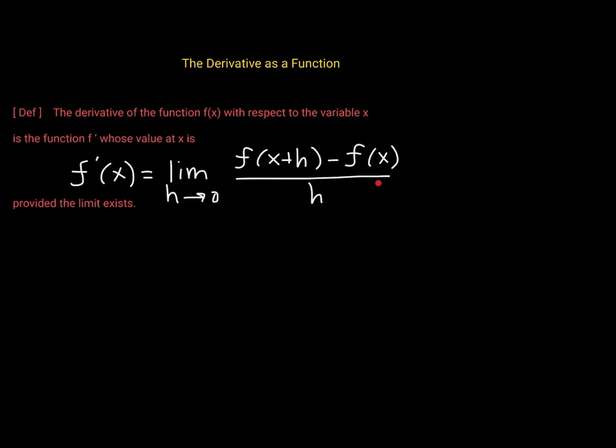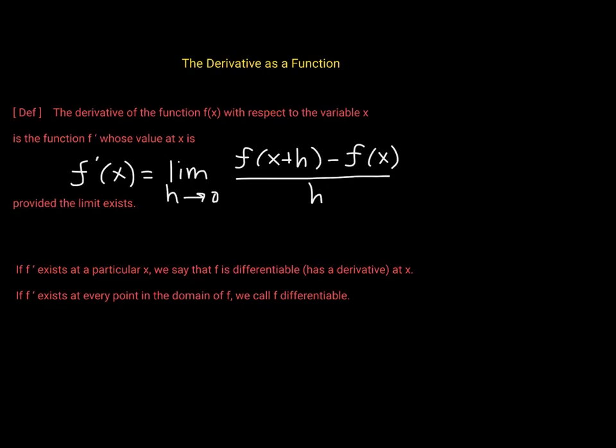Now the difference between how we're using this definition now is before we had this definition for the derivative of a function at a particular point. So we had f of x naught plus h minus f of x naught, right? And so now it's just f of x plus h minus f of x, where x is actually any point in the domain of our function.